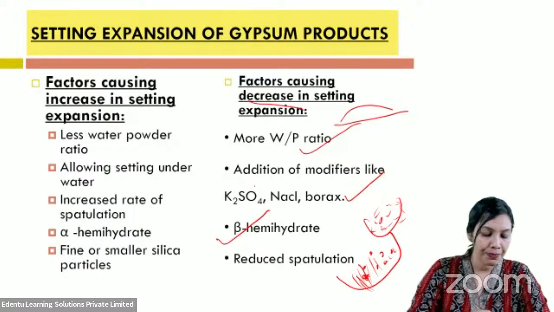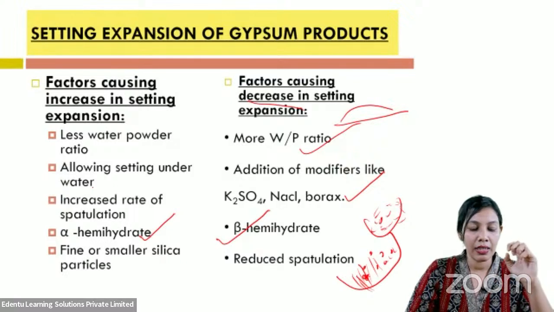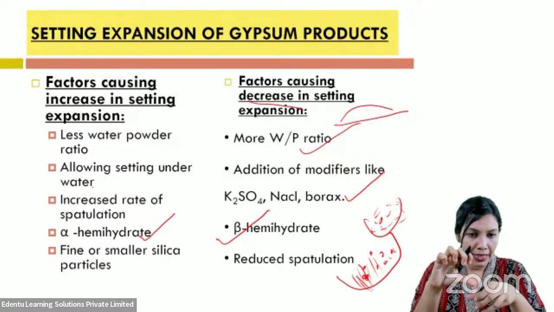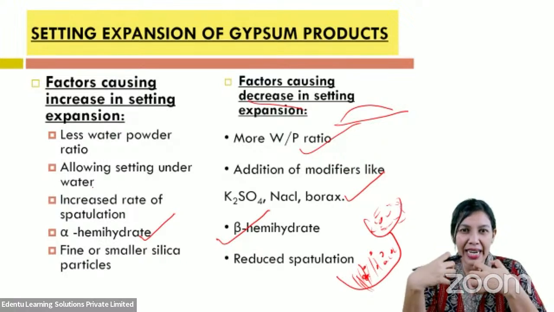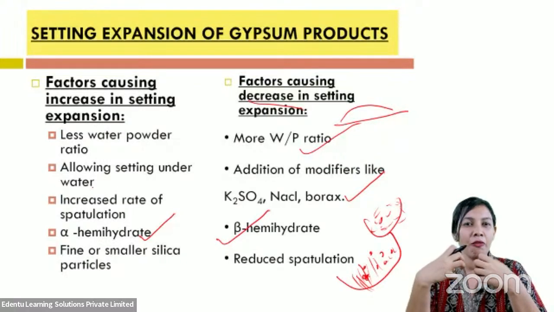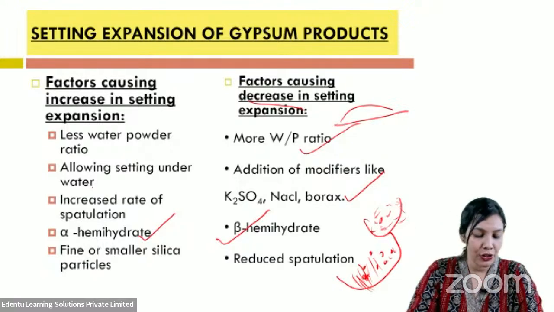Hope you understood. So just the opposite, alpha hemihydrate, because water is less. Whenever we apply water, it is a regular shape. So inside its powder, water is not required much. So it will push outside, showing a setting expansion.